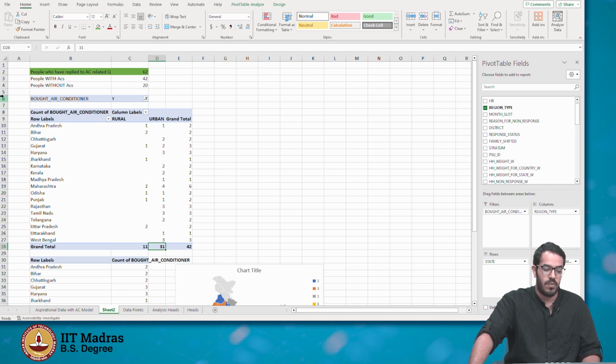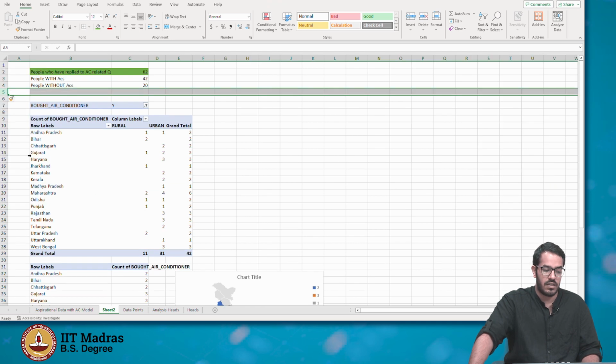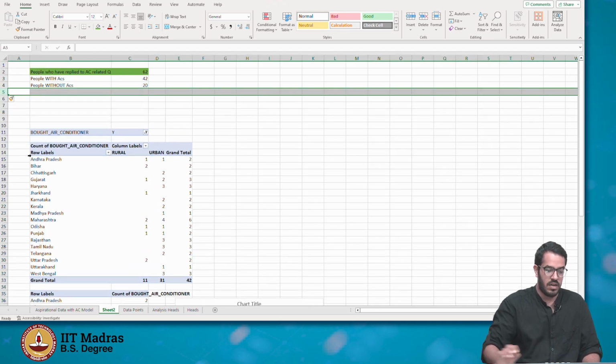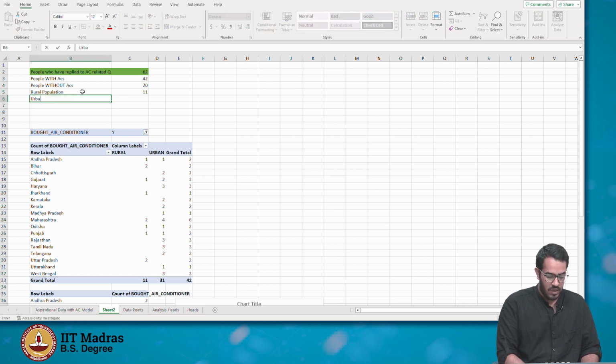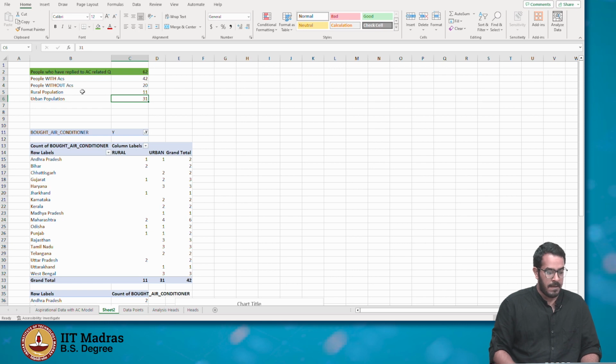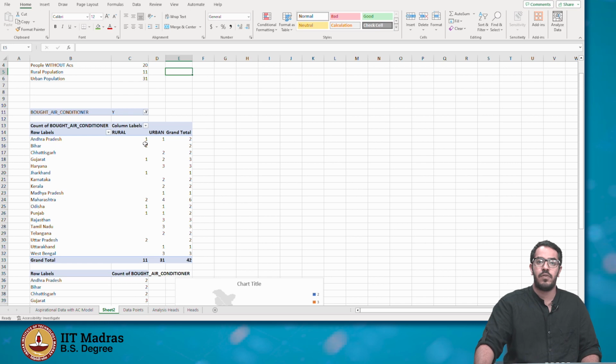So if you want to plot it, of course I can insert rows here and we can jot down our inferences here. So we say rural population has a total of 11 ACs and urban population has a total of 31 ACs as per the given data, right? So this is another data point that we could figure out with the help of pivot tables.